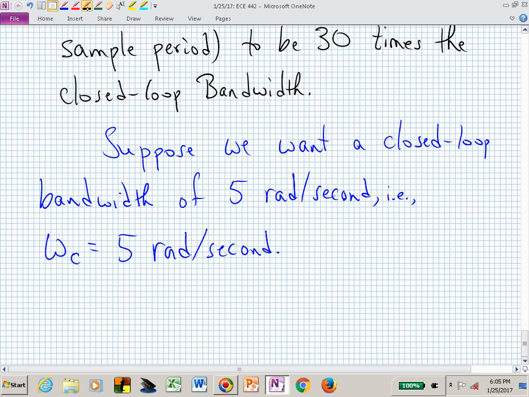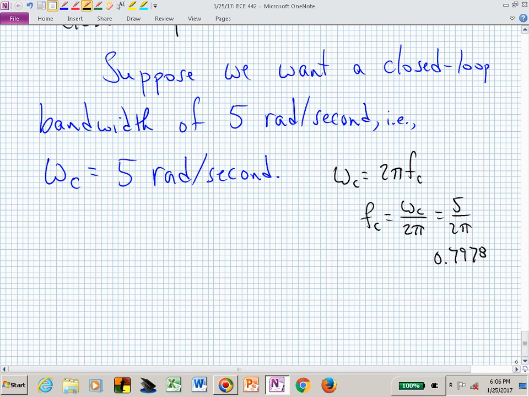If you wanted to see that, you would say, oh, omega sub c is, what did I tell you? Remember that until you retire? Omega is 2 pi f. So now omega sub c is 2 pi f sub c. F sub c is now omega sub c over 2 pi, and this is now 5 over 2 pi, which is 0.7978, or it's about 0.8 cycles per second, or 0.8 hertz. That's what 5 radians per second looks like, or is, as a closed loop bandwidth.